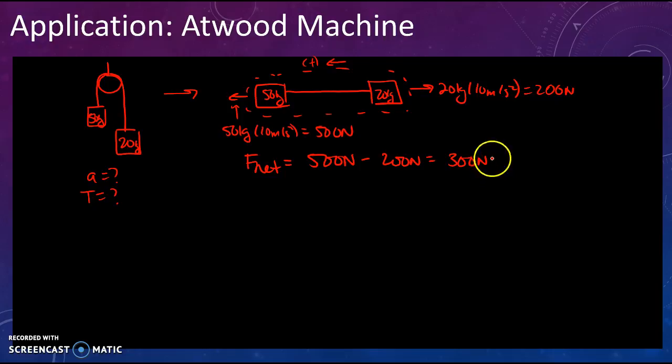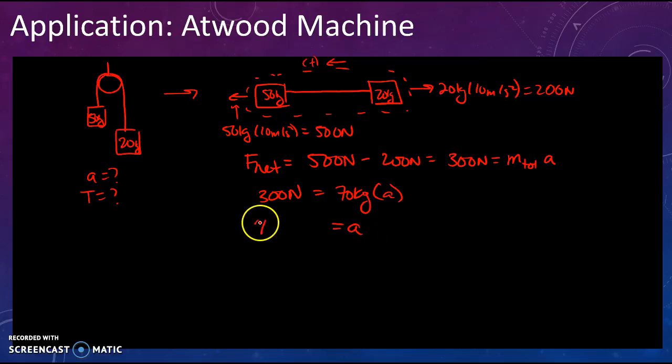And that in turn is going to be equal to the total mass times its acceleration. So the total mass will be the combination of the 50 and the 20. So what I'll get is 300 newtons is equal to a total of 70 kilograms in this case, times what a is. I can solve for acceleration. If I solve for acceleration, I would get 4.29 meters per second squared. Okay, so I have my acceleration.